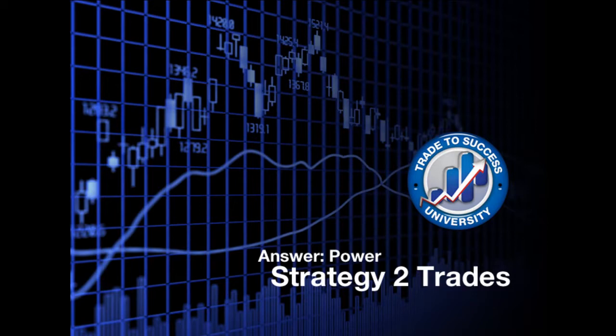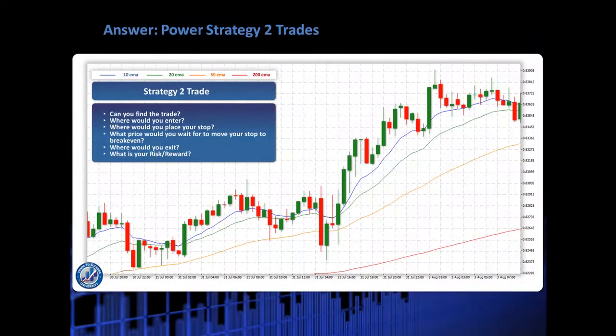So let's walk through this example now. We've got this strategy 2 trade chart here. Of course, we're going to identify the trend first. We're going to identify the MAs. Everything is trending upwards. So we're looking for a short trade or a long trade? Well, we're looking for a short trade in an uptrend.